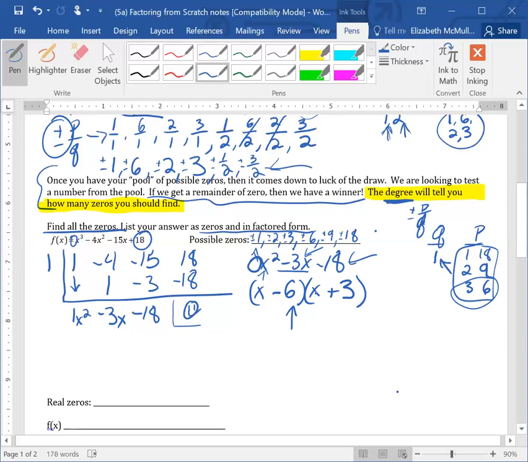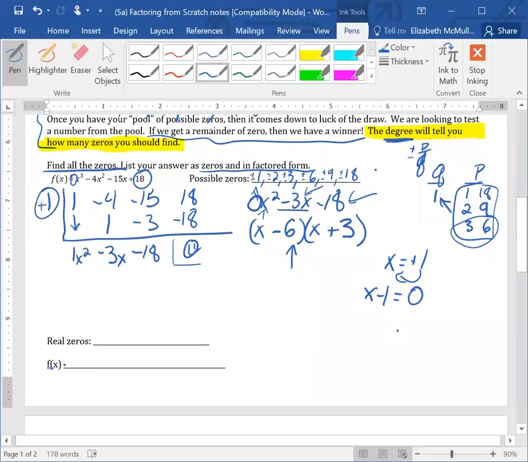All right, so my factors. Remember that positive 1 here was a 0. So if x equals positive 1, I need to list this as a factored form, so I need to move this back over here. So x minus 1 equals 0. So I need to list this here. F of x equals x minus 1, x minus 6, and x plus 3.